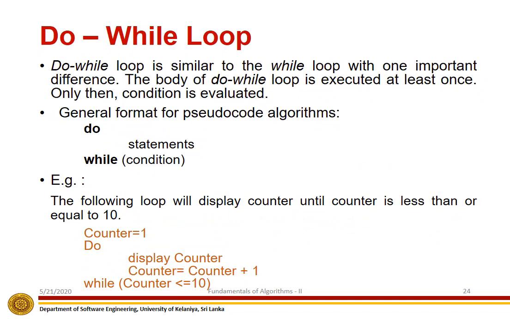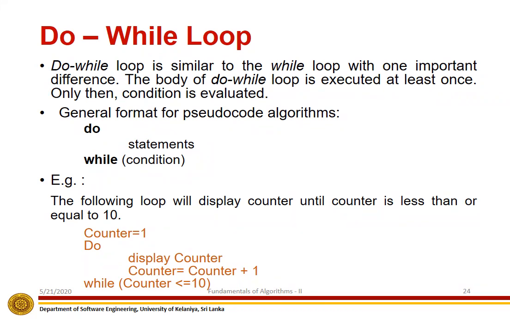Now we will move to the do while loop. The do while loop is similar to the while loop, but there is one difference. Here the condition is given at the last, so the body of the do while loop is executed at least once and then the condition is checked. So the minimum number of iterations is equal to 1, because it executes once and then checks the condition.